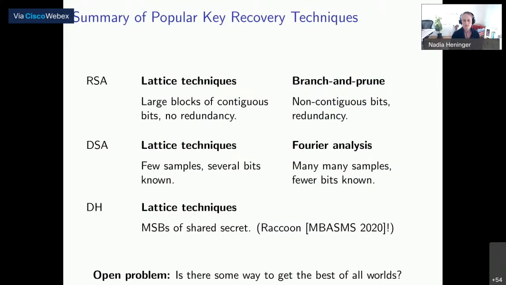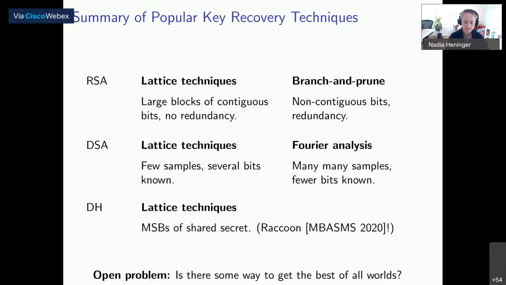So this is my last slide, a summary of the techniques that I talked about. We have a couple of families of techniques for RSA. There are the lattice techniques that require large blocks of contiguous bits and no redundancy. There's branch and prune, which can deal with non-contiguous bits, but it requires redundancy. For DSA, there are the lattice techniques, which require relatively few samples and several bits known. There are the Fourier analysis techniques that require many, many samples, but fewer bits known.